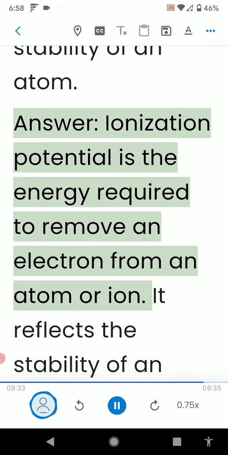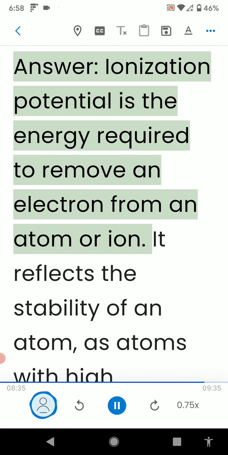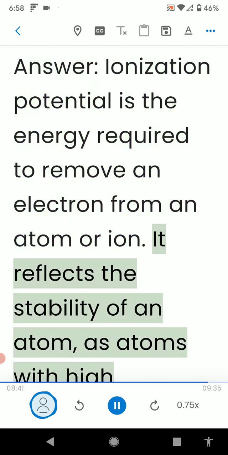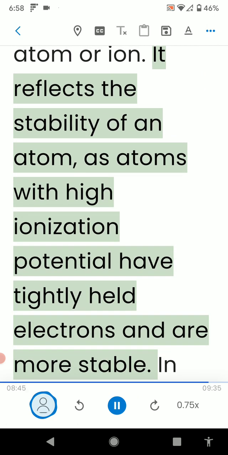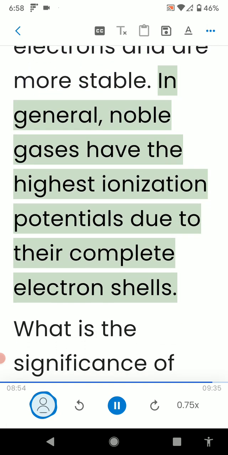Explain the concept of ionization potential and its relationship to the stability of an atom. Answer: ionization potential is the energy required to remove an electron from an atom or ion. It reflects the stability of an atom, as atoms with high ionization potential have tightly held electrons and are more stable. In general, noble gases have the highest ionization potentials due to their complete electron shells.